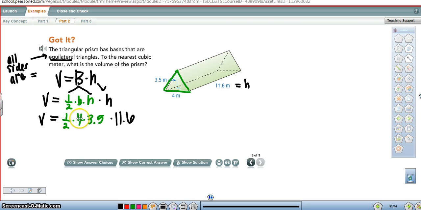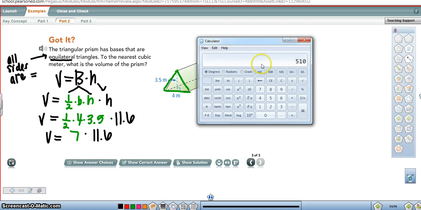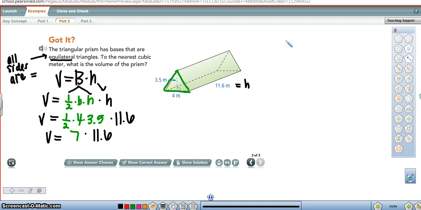Well, half of 4 is 2. 2 times 3.5 is 7. So 7 is the area of our base, or the area of that green triangle. And we also need to multiply by the height of the whole prism, which is 11.6. So we'd say the volume of this triangular prism is 81.2. And we would say meters cubed. Volume is always a label that's cubed.